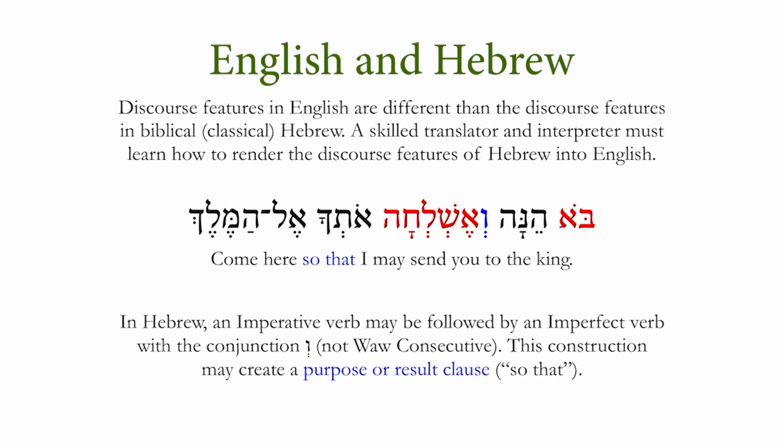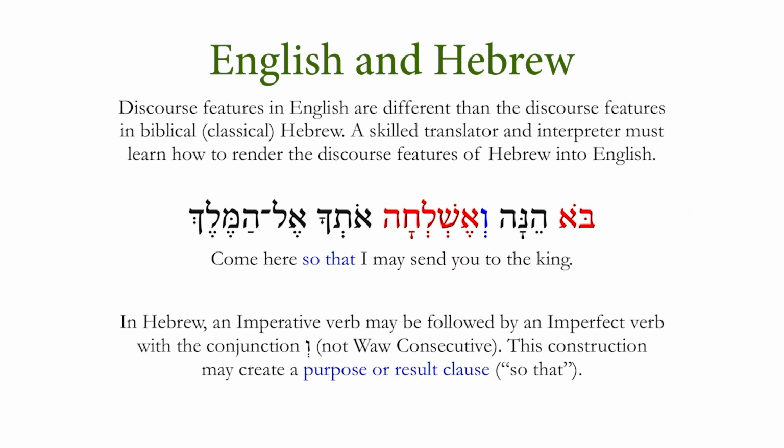When you're translating any biblical text, you're not just translating the words, you're translating phonology and morphology and grammar, microsyntax and macrosyntax. All of these steps across the spectrum need to be carefully handled in order to achieve an accurate translation and an accurate understanding of the text. So we understand that discourse features in English are different than discourse features in biblical or classical Hebrew. A skilled translator and interpreter must learn how to render the discourse features of Hebrew into English.